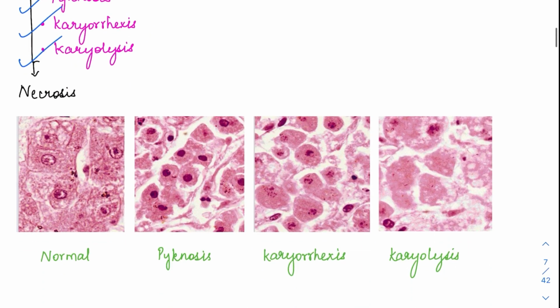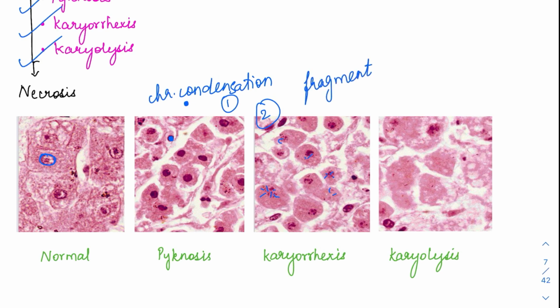Pycnosis literally means chromatin condensation. So condensed chromatin. Compared to the nucleus here, if you see, this nucleus is quite small and dark in appearance, right? So this is chromatin condensation, which is called pycnosis. This is the first change. Then the second change will be karyorrhexis. Here, if you appreciate, the nucleus is all fragmented like this, right? It is all kind of broken up. So this nuclear fragmentation is called karyorrhexis, which is the second change.